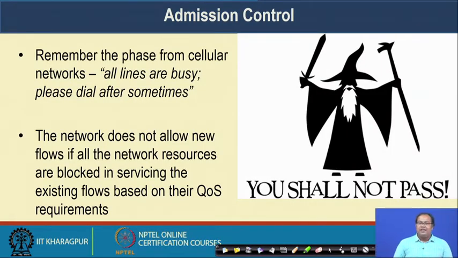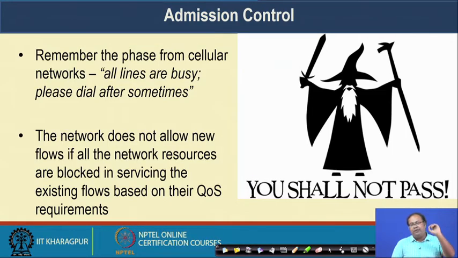So, whenever you are hearing this voice, that is actually blocking your call, because the cellular service provider does not have a sufficient amount of resources to ensure the minimum quality of service for your call. That is why it is blocking your call, and for a long distance call it is pretty common that it will say all lines are busy, please dial after some time. So, the network does not allow new flows if all the network resources are busy servicing the existing flows based on their quality of service requirements. So, that is the first phase of maintaining quality of service.